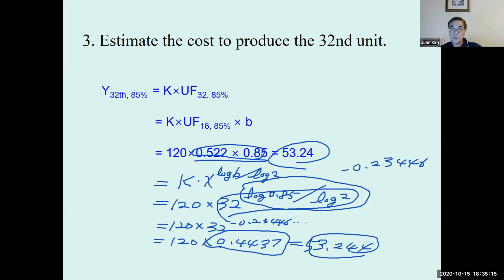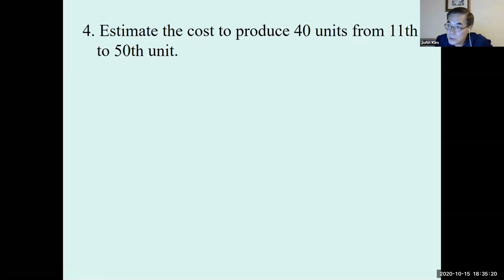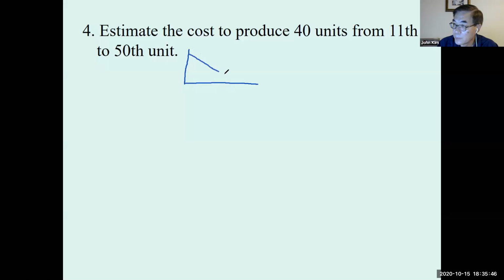And the next one is cumulative. Estimate the cost to produce 40 units from the 11th to the 50th unit. 40 units from 11 to 50. If I draw a visual graph, it looks like this: 11 to 50. So 50, 11. So this area.